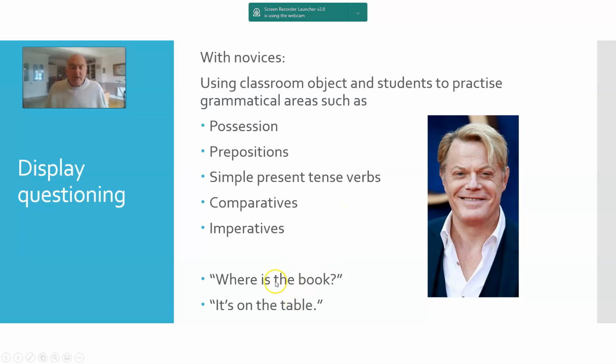Now, that sort of conversation has the merits of being in the target language, comprehensible, but it's certainly contrived. It's not what you would call normal communication. After all, if there's a book on a table, who would normally ask, where is the book? It's pretty obvious where the book is. But students are happy to play along with this game, particularly if you tell them why you're doing it.